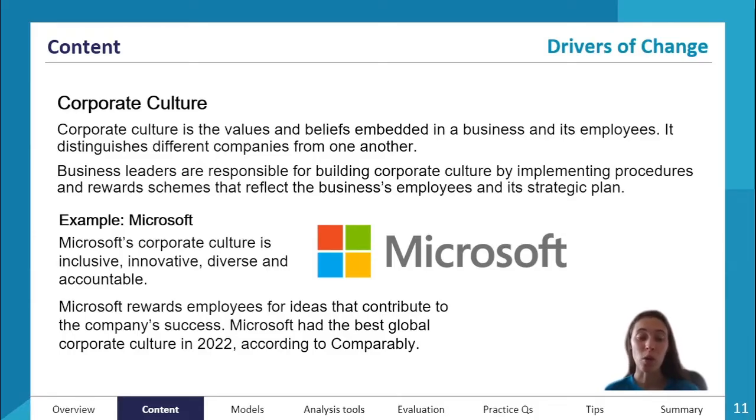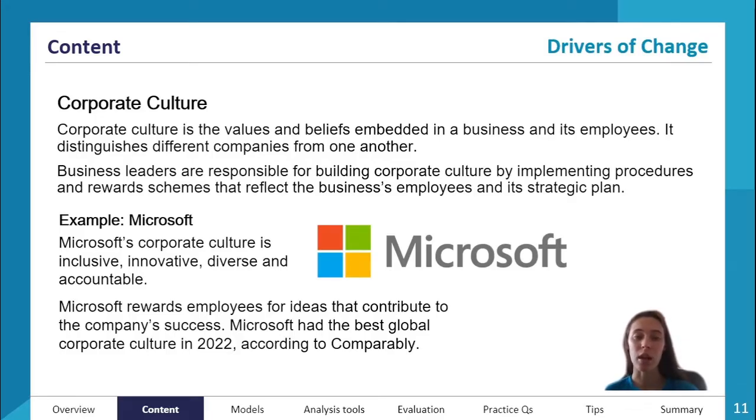And Microsoft rewards employees for ideas that contribute to the company's success. So it's not just a money-making machine where no employees are really rewarded beyond their general pay packet for the ideas that they come up with. The company shows its appreciation for employees by having those reward systems. And Microsoft also has the best global corporate culture according to our website here, Comparably, back in 2022.